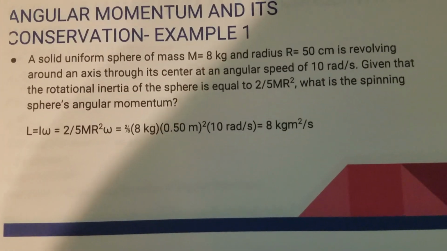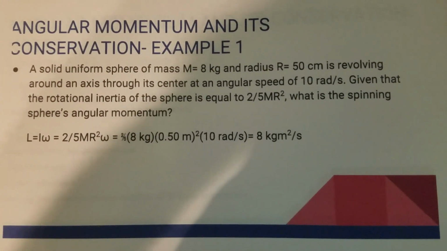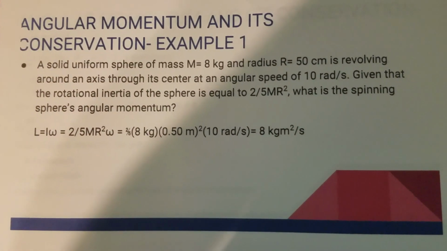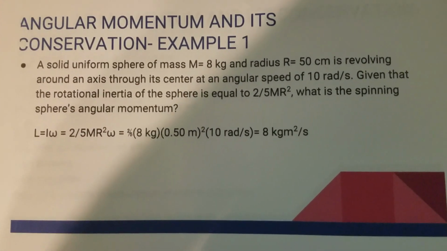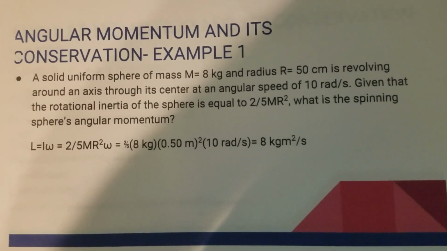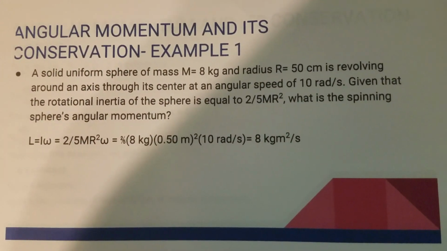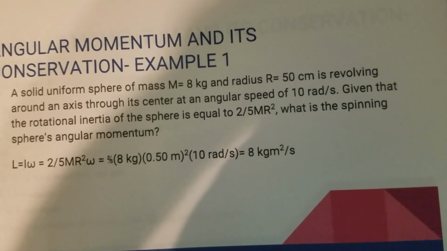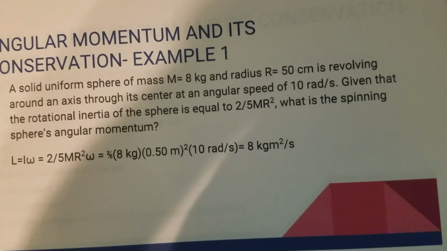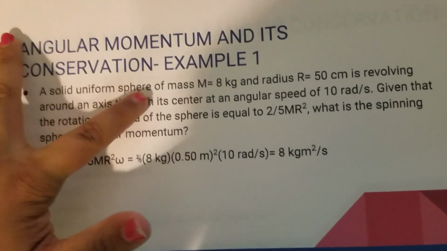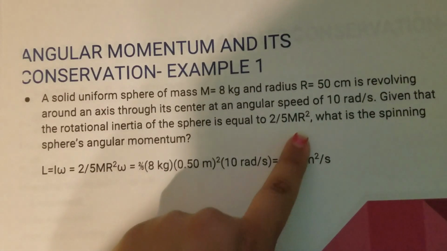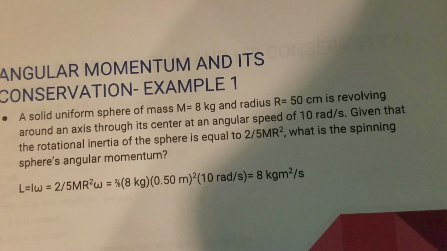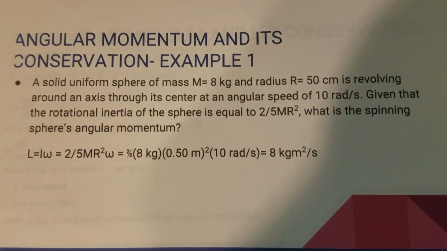So here's an example. A solid uniform sphere of mass m equal to 8 kilograms and radius r equal to 50 centimeters is revolving around an axis through its center at an angular speed of 10 radians per second. Given that the rotational inertia of the sphere is equal to 2/5 mr squared. They'll always give you the inertia formula, unless it's just the regular inertia. If it has a shape, in this case a sphere, they'll give you the formula. You don't need to memorize those, but you do need to know that inertia is simply mass times radius squared. But yeah, moving on. What is the spinning sphere's angular momentum?